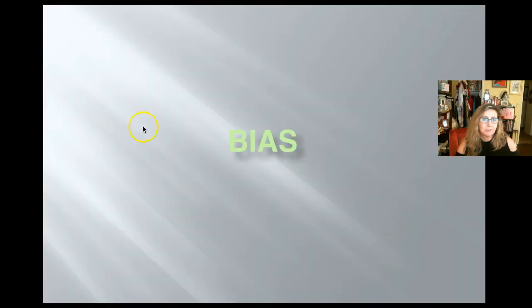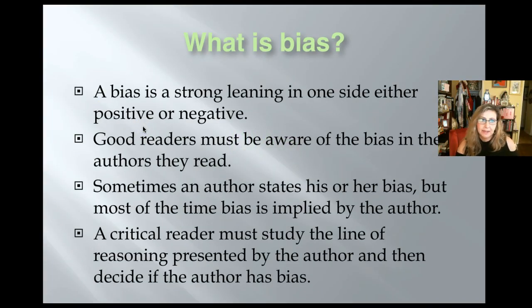We're going to start by defining bias. What is bias? A bias is a strong leaning to one side, either positive or negative. So a person could have a positive bias by really loving animals or flowers. A person who loves animals may have lots of cats and dogs and treat them really beautifully and have a positive bias towards them.